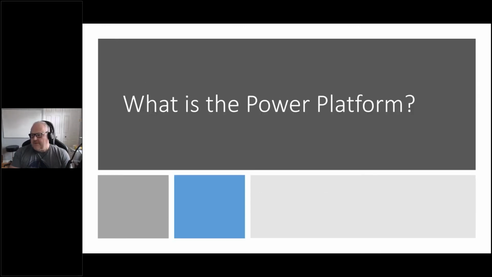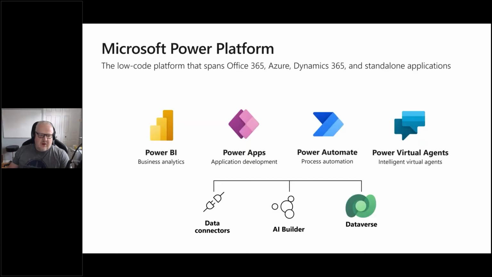So first question is, what is the Power Platform? Basically, it is something that is built on top of Azure. It does utilize Office 365 and some of these others. I would say there are 7 big components when we talk about the Microsoft Power Platform. It integrates with Office 365 and Azure, there's Dynamics 365 as well, and we'll talk about how that fits into the Power Platform, plus other standalone applications.